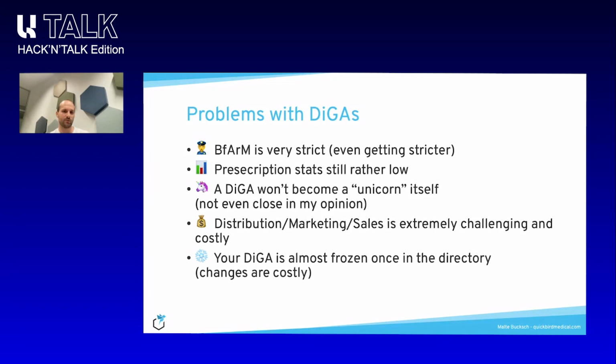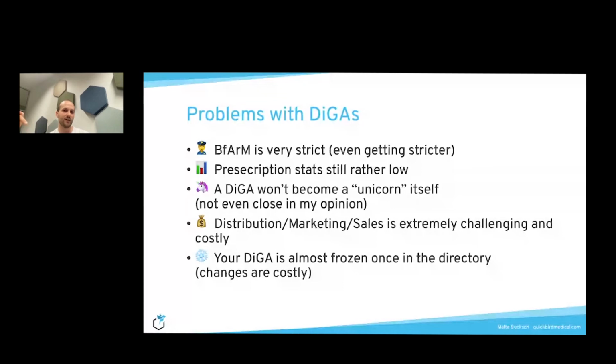And the last point for problems is keep in mind that your DiGA is almost frozen once it's in the directory. Changes are so costly that you won't be very agile once in the directory. If you change something fundamental about your DiGA, then it's very likely that you will need to, for example, redo your clinical study. You will probably want to avoid that completely, because it's so costly and takes so much time, as I just explained. So you will basically stick to a certain functionality for some time.